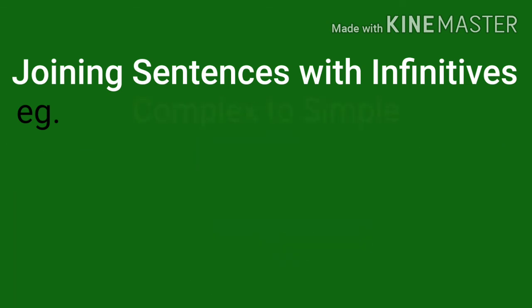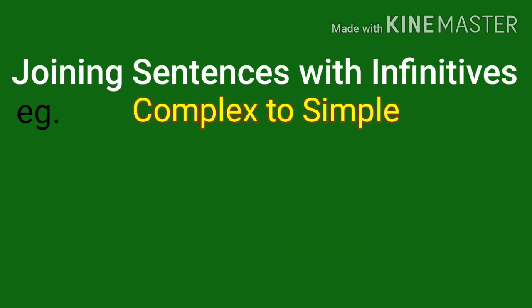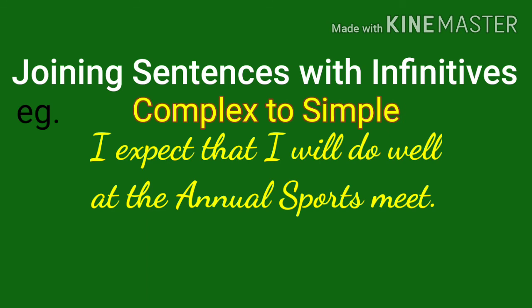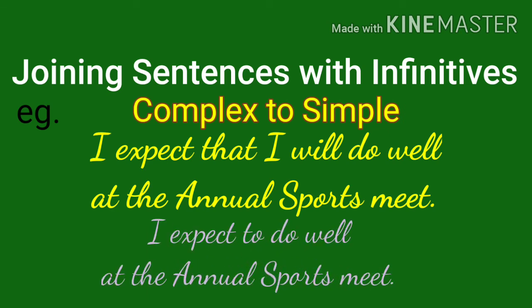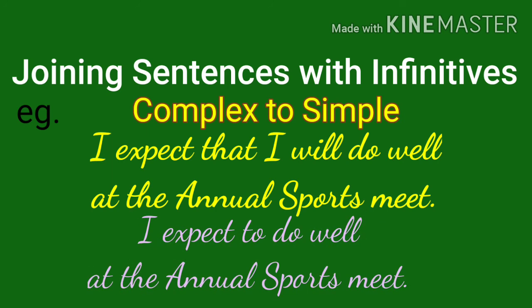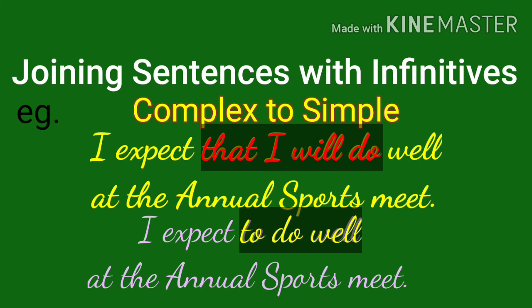The third type of joining: infinitives are used to shorten sentences by making complex sentences into simple. I expect that I will do well at the annual sports meet. I expect to do well at the annual sports meet. From the sentence that I will do well, this portion is contracted and is written as I expect to do well at the annual sports meet.